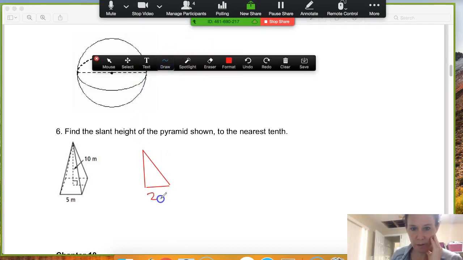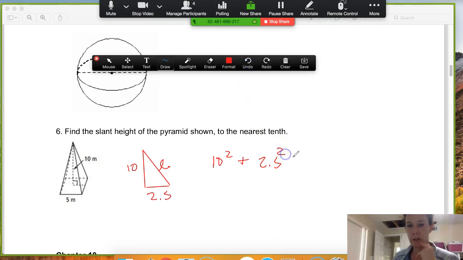So Nolan, this is just like the other one, how we solve for the height, except instead of finding the height, we want the slant height here. So set up the Pythagorean theorem. This is 10. Sorry. Set up the Pythagorean theorem: 10 squared plus 2.5 squared equals your length squared. So solve. 10 squared is 100. What was 2.5 squared? Wasn't it 6.25? Yeah. Is your length squared.